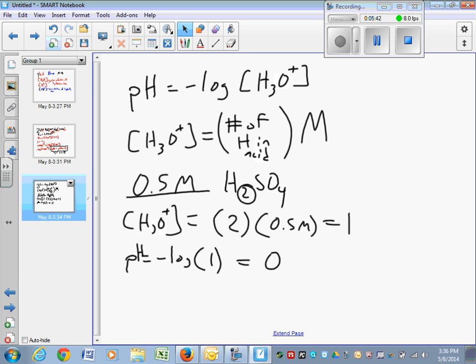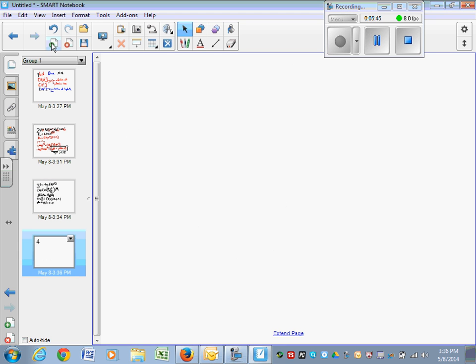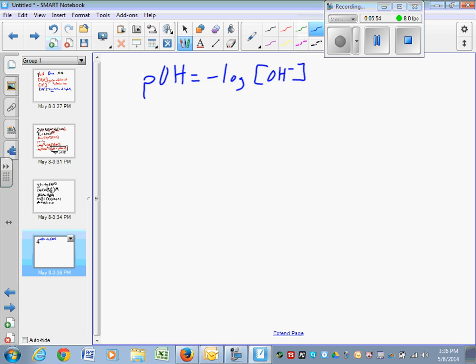So whenever we have an acid, it's really easy to do the pH. Same thing with a base. We can do the pOH. pOH is the negative log of the hydroxide concentration. And we get the hydroxide concentration the same way we would have gotten the hydronium concentration. So let's say I have calcium hydroxide. And this time my solution is 0.002 molar.